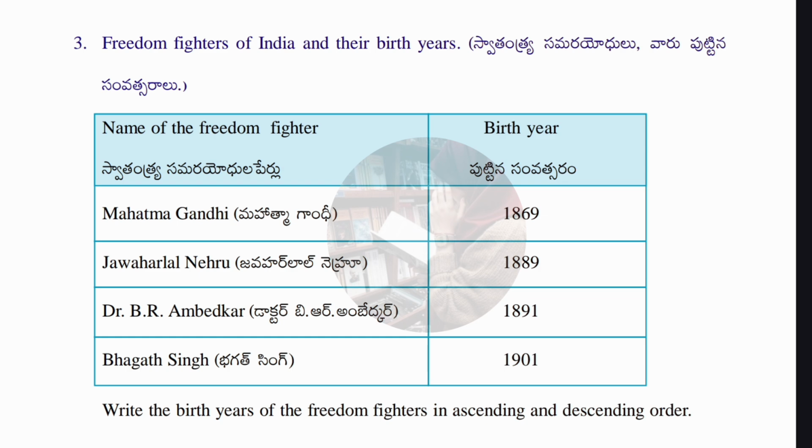Okay, here one box is given in which we have two columns. One column is the name of the freedom fighter and the second column is their birth year. So Mahatma Gandhi, Jawaharlal Nehru, Dr. B.R. Ambedkar and Bhagat Singh, and their birth years are given. Now what we have to do is write the birth years of the freedom fighters in ascending and descending order. So you have to carefully observe the birth years, then write them down in ascending and descending order. Understood, guys? Let's see the answer for this.